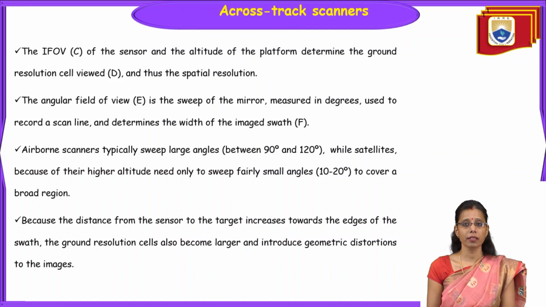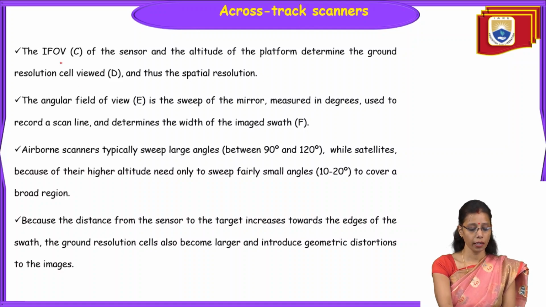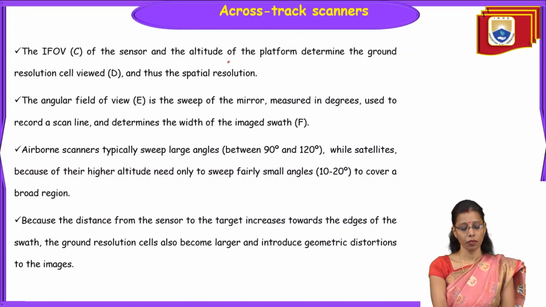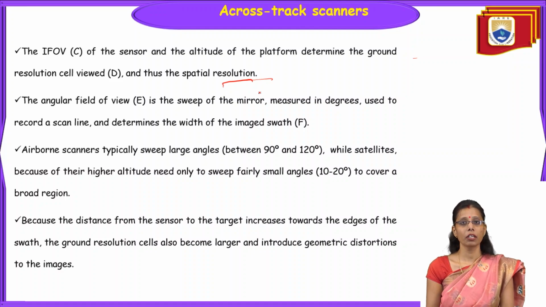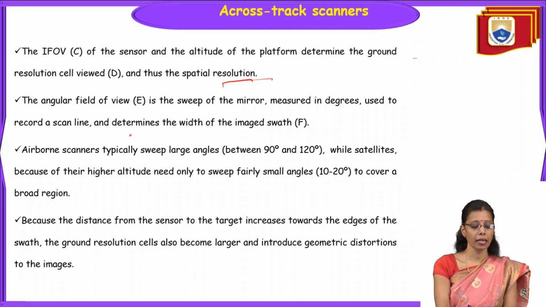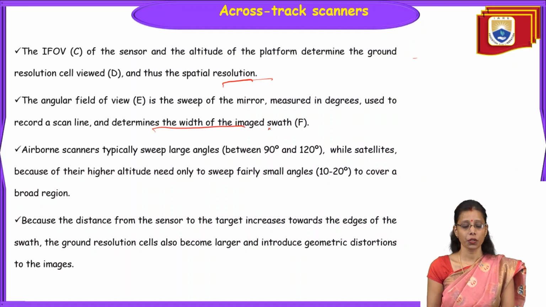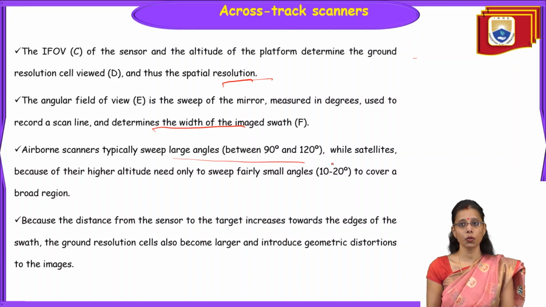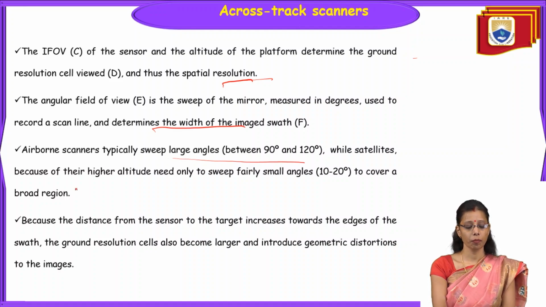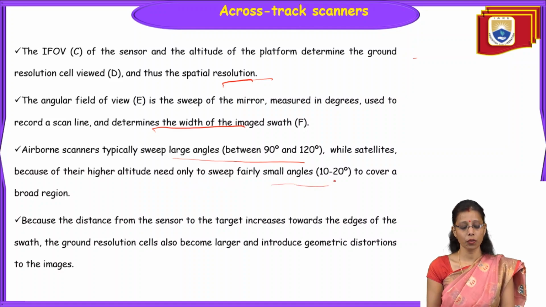Now we have across track scanners. The IFOV of the sensor and the altitude of the platform determine the ground resolution cell viewed, and thus the spatial resolution. The angular field of view is the sweep of the mirror, measured in degrees and used to record the scan lines, and determines the width of the image swath. Airborne scanners typically sweep large angles, between 90 and 120 degrees, while satellites, because of their higher altitude, need only sweep fairly small angles, 10 to 20 degrees, to cover a broad region.